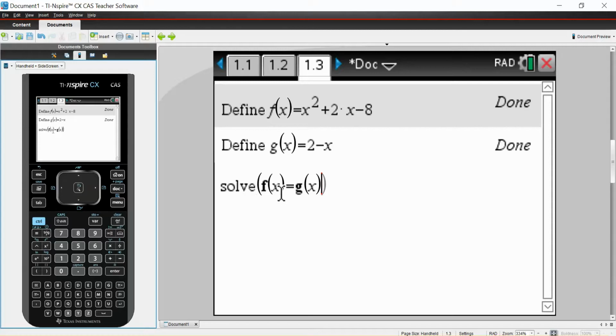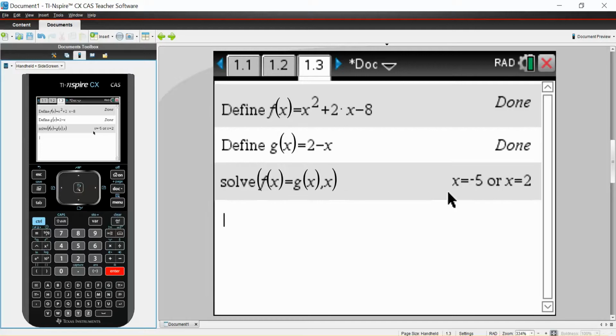f(x) is your y value for this equation. They have the same y value as the linear equation. So that's why f(x) equals g(x). Comma, what am I solving for? x. Okay, and it solves for it for you. So x equals -5 and x equals 2.